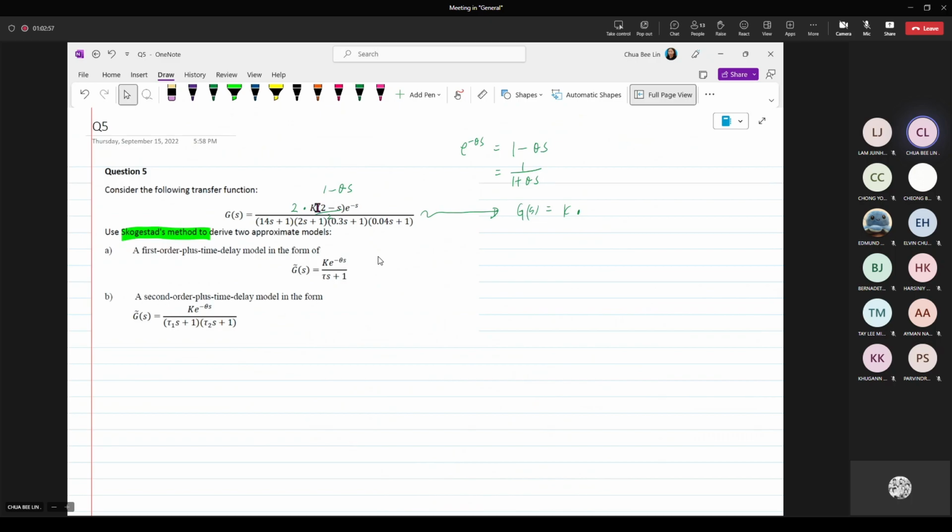Because you need to fulfill the pattern of 1 minus theta s. So how to make this 2 minus s to become 1 minus theta s? You just divide the whole thing with 2 multiplied with 2. So that you will get this whole thing equivalent to 2 multiplied with 1 minus 0.5s. Then you will have the pattern 1 minus theta s, 1 minus theta s. So modification should be done. You'll be having 2 multiplied with 1 minus 0.5s, then e negative 1s.